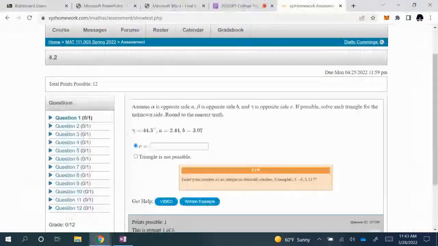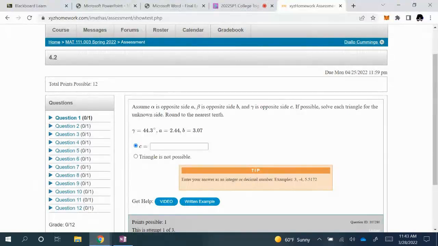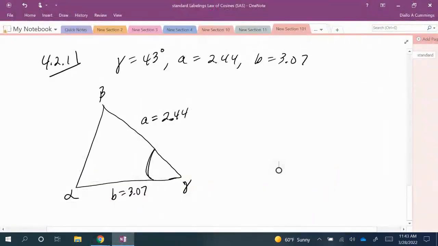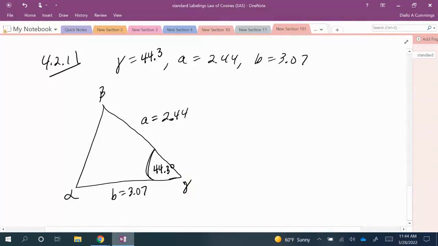So now if I go back to XYZ for just a second, okay. And I stand corrected. Gamma is 44.3. All right, so let me just make sure I have the right dimensions. Gamma is 44.3. A is 2.44. Okay, and B is 3.07. Okay.